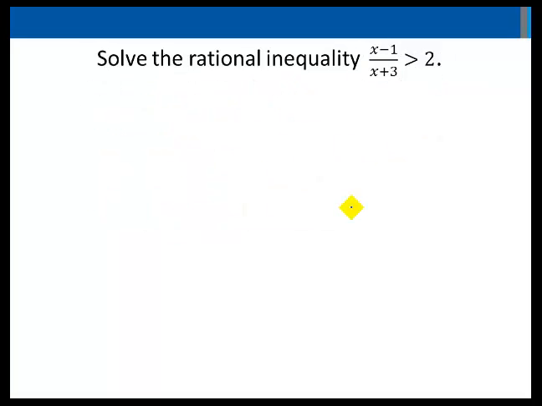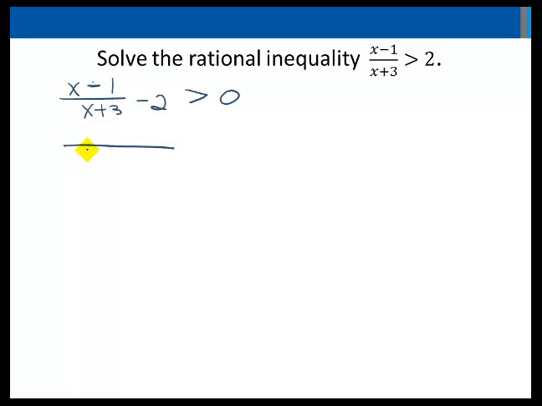Let's solve the rational inequality (x - 1)/(x + 3) > 2. Here we have another problem. We don't have a 0 to the right of the inequality sign, and that's a requirement. So let's see if we can work with this to get a 0 on the right hand side. I'll subtract 2 from each side. And then I also want one fraction on the left side. And so let's see if we can do that.